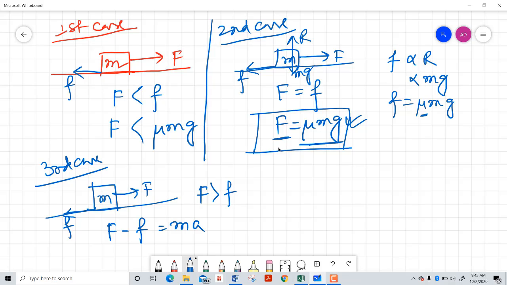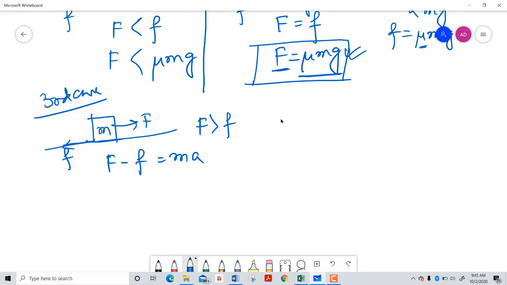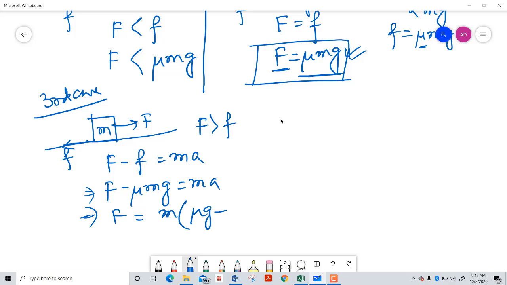Let me scroll down the board. Now in this case, what I know is that the friction force is equal to mu mg, and m into a will be fixed. Now the value of the force is equal to m into (mu g plus a). So you will get that kind of expression when you are applying lots of forces, you are able to overcome the friction easily, and the object is accelerating.